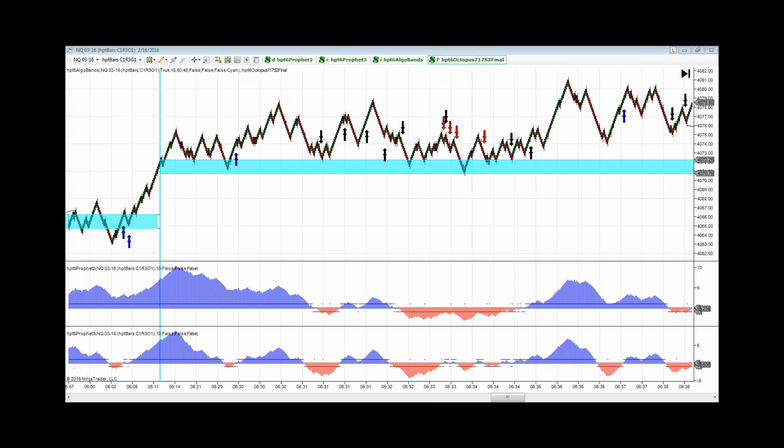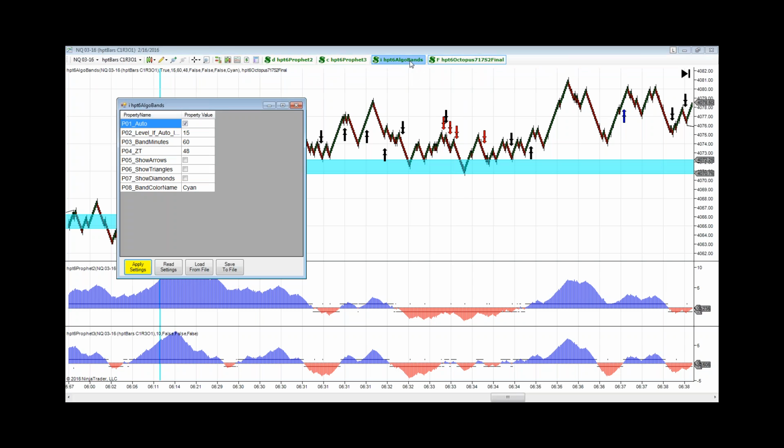So we've had that for quite a while. A lot of you have been using it just on your own or in combination with other indicators. But I'm going to show how to use this in combination with that octopus as well. So again, a couple things I want to point out. When we're using the algo band indicator, that's the HPT6 algo bands, you've got the choice between automatic and manual.